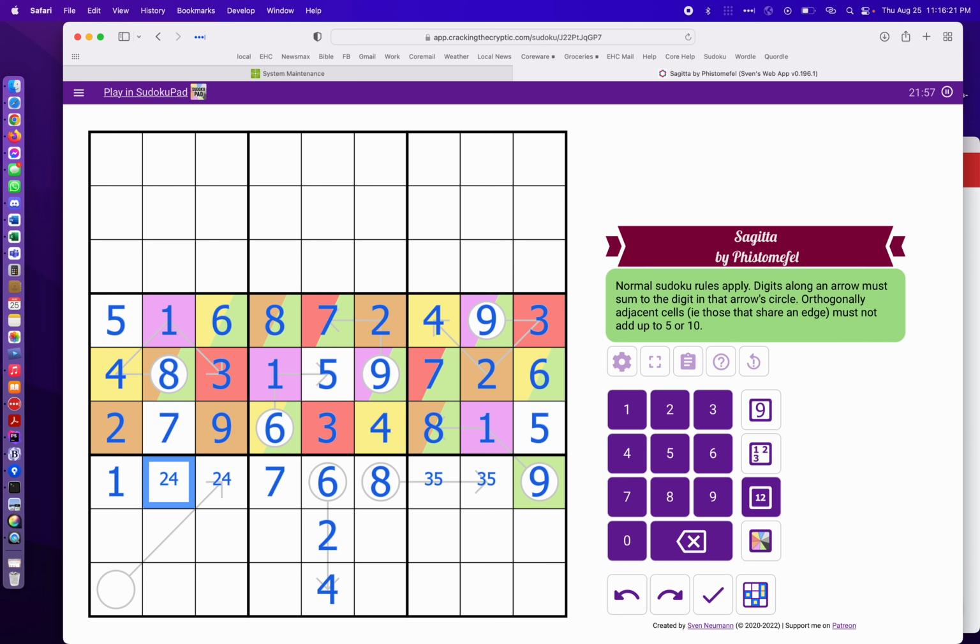Oh, this can't be a 4 because it's next to a 1. So that's a 2. That's a 4. Okay, let's fill these: 3, 5, 6, 7, 8, 9.